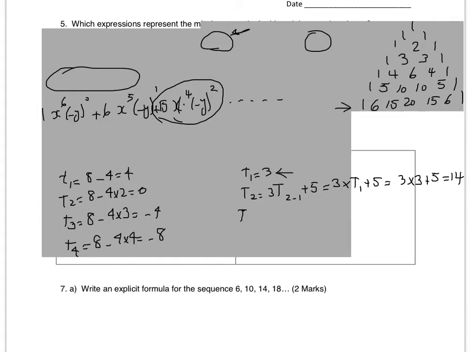The next one, T3, is going to be 3 times T3 minus 1, which is T2, plus 5, which is 3 times T2 we found is 14 plus 5, which is going to give us 47. And the last one, T4, is 3 times T4 minus 1, which is T3, plus 5, which is going to be 3 times 47 plus 5, which is 146.